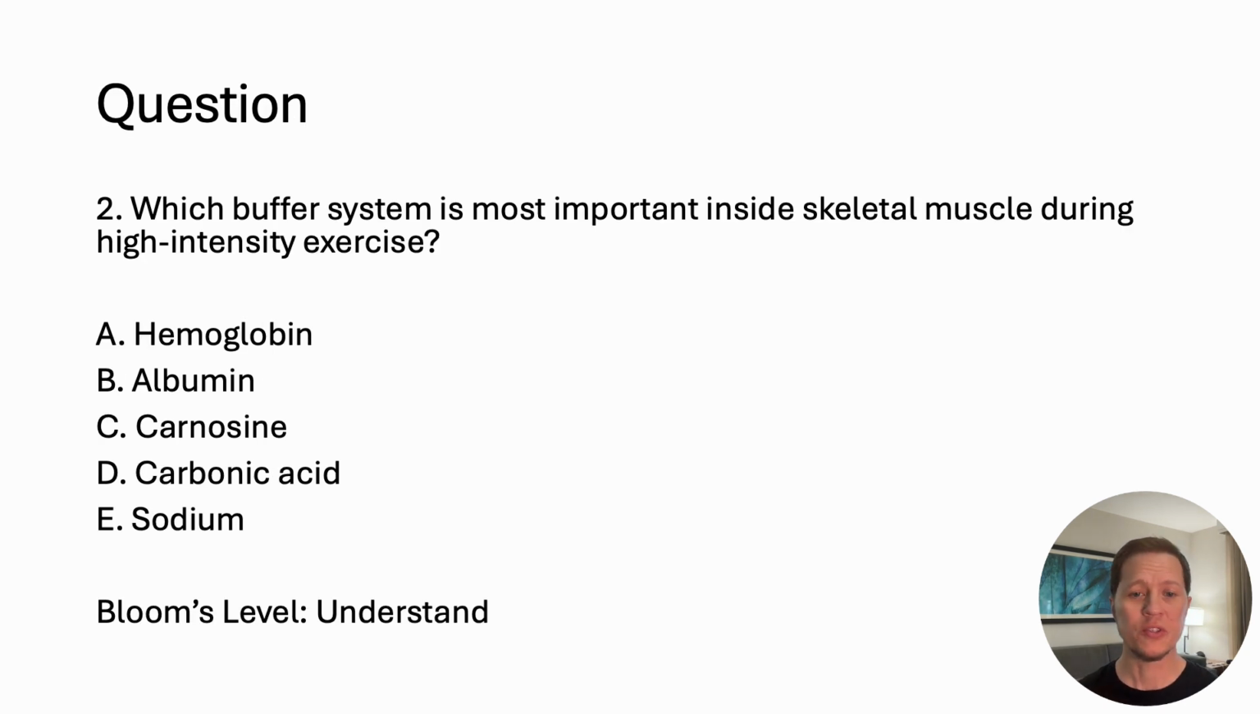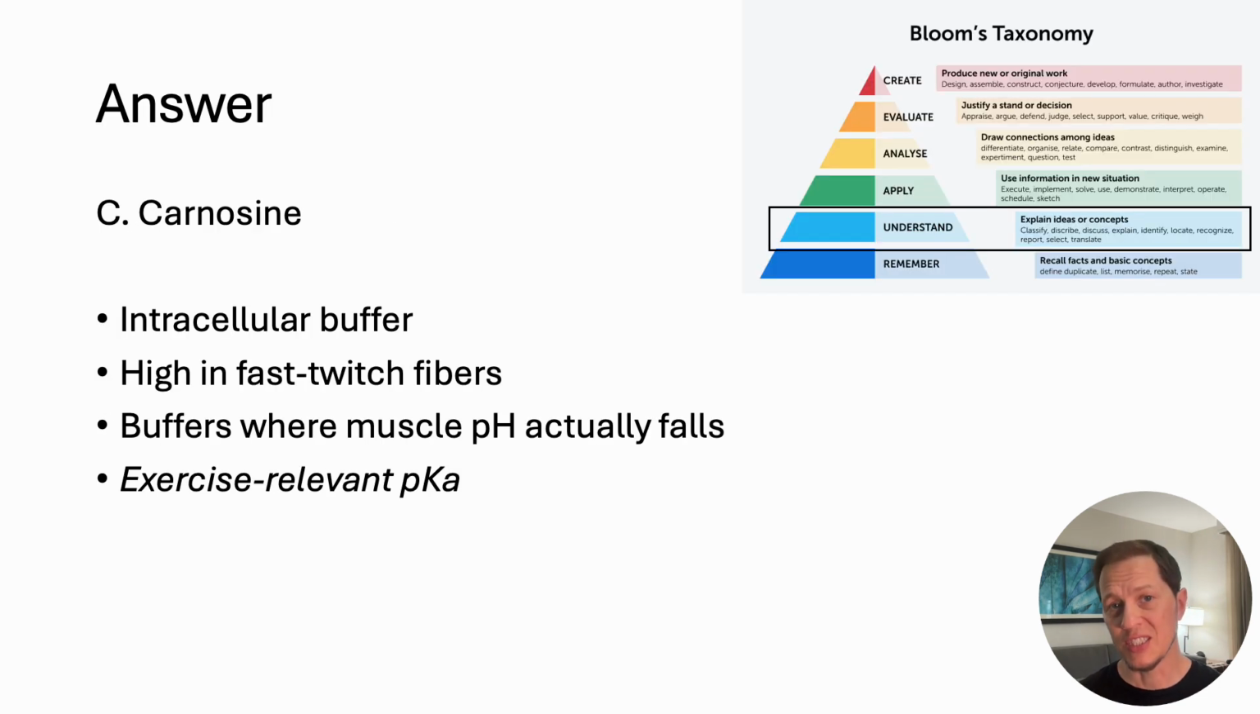Question 2. Which buffer system is most important inside skeletal muscle during high-intensity exercise? Is it A, hemoglobin, B, albumin, C, carnosine, D, carbonic acid, or E, sodium? So this one is C. Carnosine is really ideally suited to buffer hydrogen ions at exercise-relevant pH levels within the muscle cells, by the way, which is called pKa for the chemists out there.